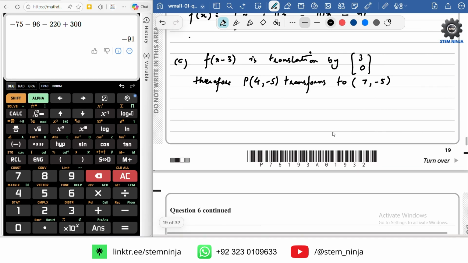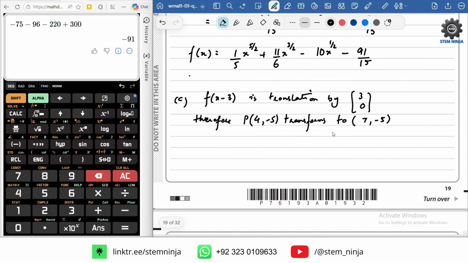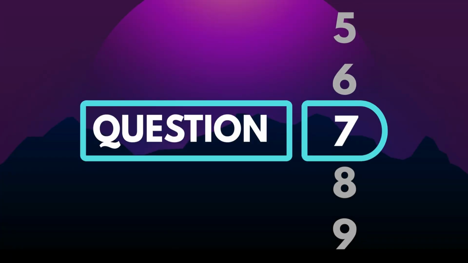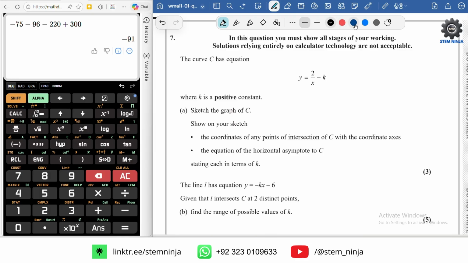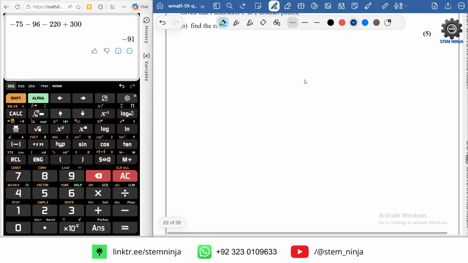Okay, so moving on to the next question. Question number 7. The curve C has equation y equals 2 over x minus k, where k is a positive constant. Sketch the graph of C. Okay, so this is easy.